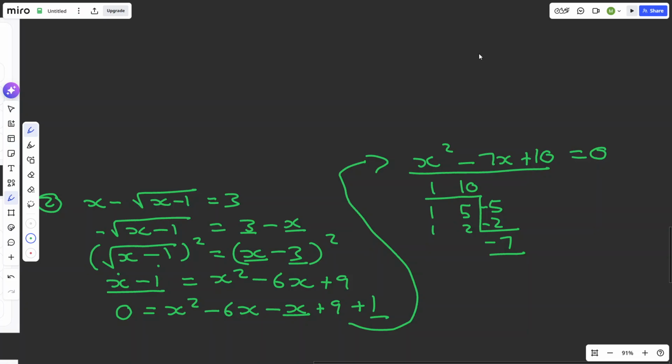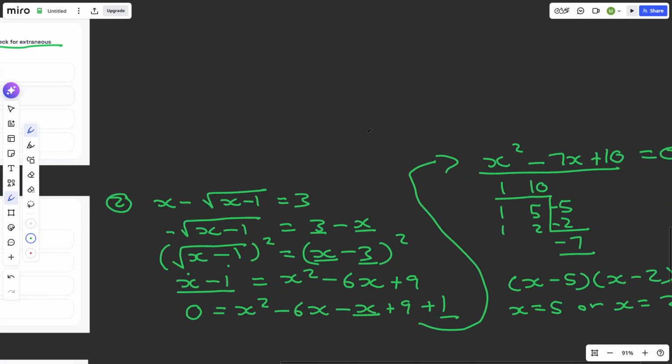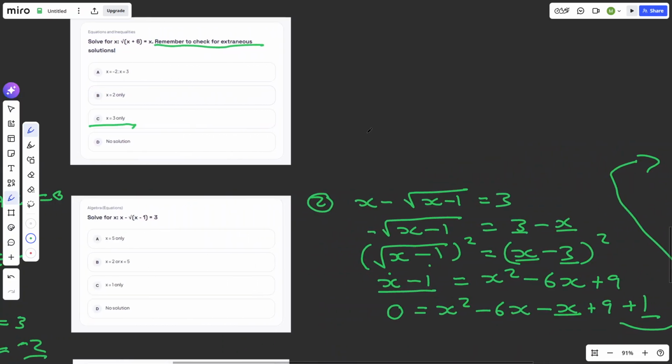Okay, then, so now let us see, right? So our factors are x minus 5 and x minus 2. We equate that to 0. So x is equal to 5 or x is equal to 2. So we've got two solutions here. Let's just go straight here and see.